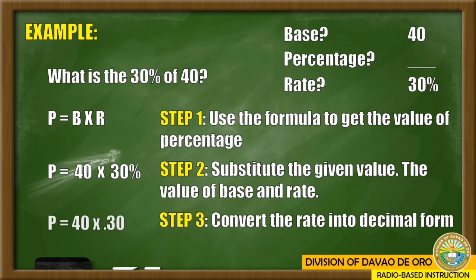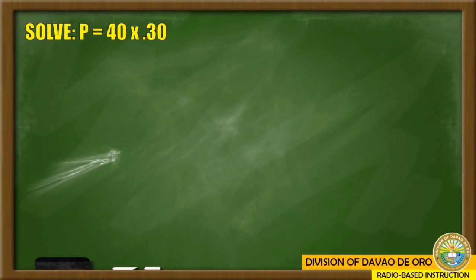Good job. 0.30. So it will happen like that. Percentage is equals to 40 times 0.30. Very good. Now, let us solve the value of percentage. So, percentage is equals to 40 times 0.30. First, we will write 40 times 0.30.